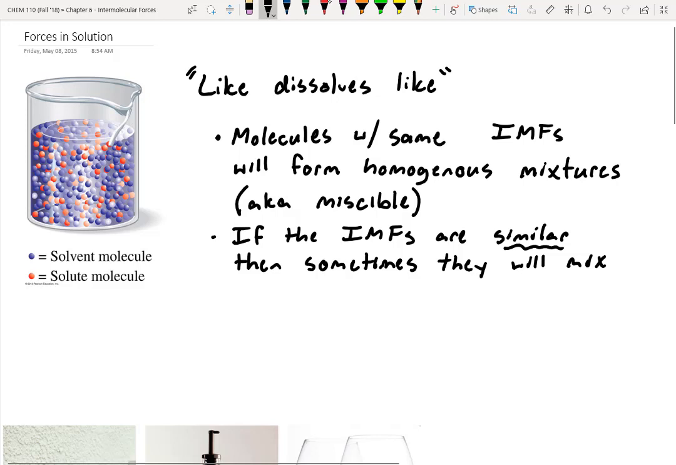So if we think about sodium chloride, the main intermolecular force is that ionic attraction between the sodium cation and the chloride anion. If you put it in water, water's main intermolecular force is H bonding, but they mix together, right? They're relatively strong intermolecular forces, so they will mix even though they're not identical to one another. So that's where I say like dissolves like, not same dissolves same, right?